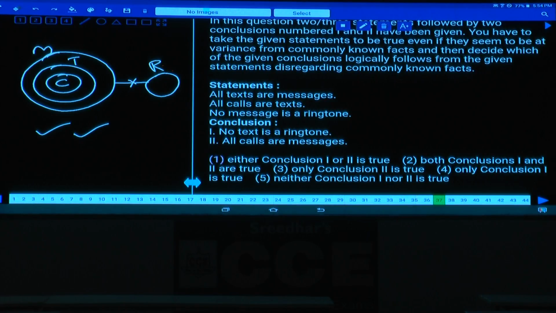Now the first one is a negative conclusion. To make this one false, some text or ringtone should be proven. Now tell me whether we can draw ringtone like this? No, isn't it? Because if you draw ringtone like this, no ringtone is a message will be false. Hence the alternate diagram cannot be drawn, so both the conclusions follow, that is choice 2. Question number 37, choice 2 is the answer.